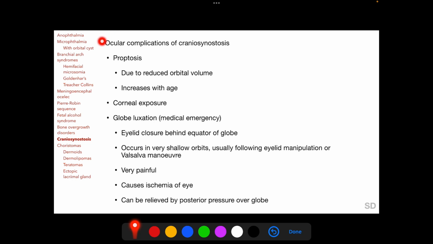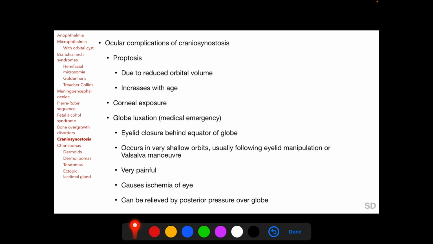Ocular complications of craniosynostosis include proptosis due to reduced orbital volume, and proptosis can increase with age. Because of the proptosis, there can be corneal exposure or globe luxation, and globe luxation is a medical emergency in which there is eyelid closure behind the equator of the globe, and this occurs when there is very shallow orbits and follows either eyelid manipulation or Valsalva maneuver.